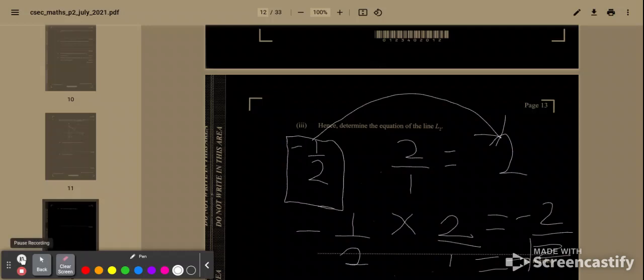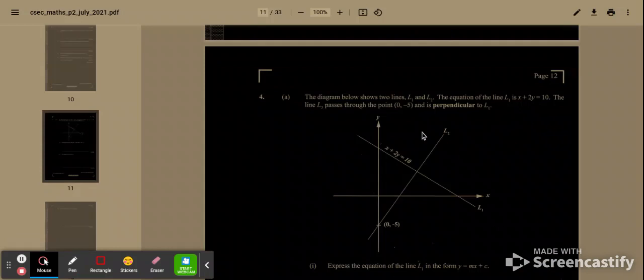Now, being that we've already discovered that our gradient would be 2, we need to find our intercept, otherwise known as the c value. So let's do that now. We already got our coordinates. The coordinates for line 2 intersect at (0, -5). So now all we need to do is to substitute (0, -5) into the equation y is equal to mx plus c, and we'll find our equation of line 2.